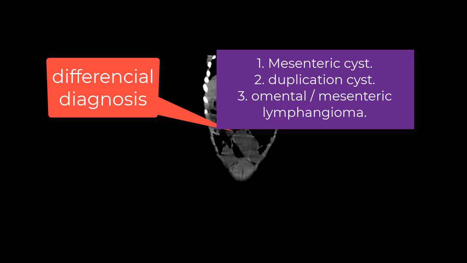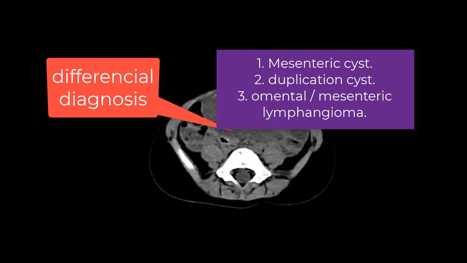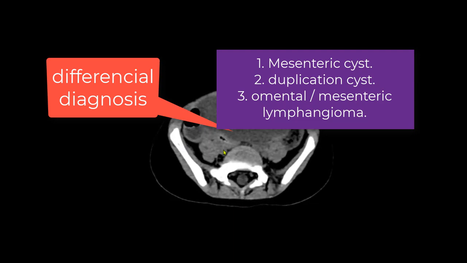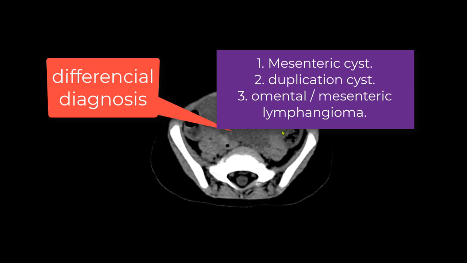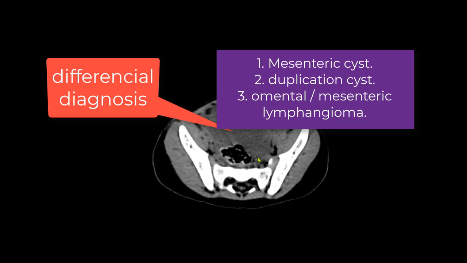3. Omental/mesenteric lymphangioma. Key features, multiloculated cystic mass, often large. Usually not tender unless infected or hemorrhagic. Contains chylous or serous fluid, no fat/calcifications. Next steps, if asymptomatic, observe with ultrasound.